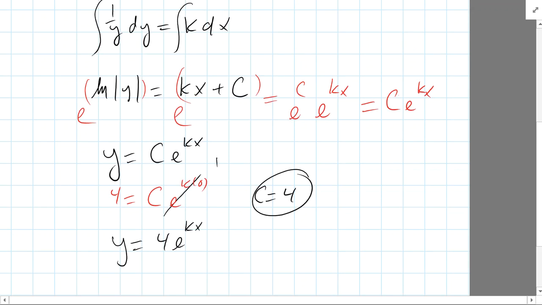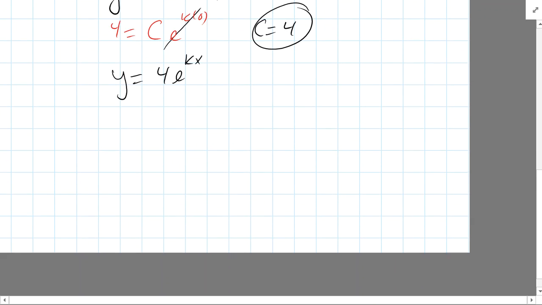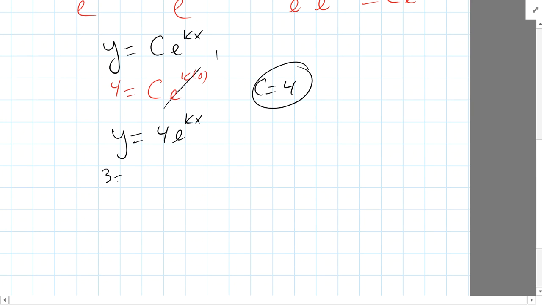Do I have another point? Yep, 3, 10. So that means that 10 is equal to 4 e to the 3k. The y equals 10. So 10 equals 4 e to the 3k, yes? Yes. Divide by 4. Does that become 5 over 2? 5 halves? Yeah, it does. You're not going to get a calculator on this. You don't need it. Is e to the 3k. Yeah. K. No, it matters.